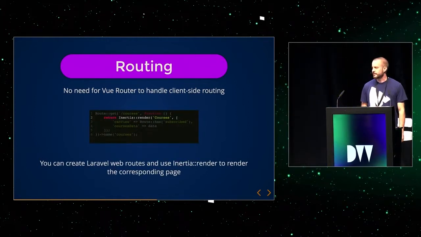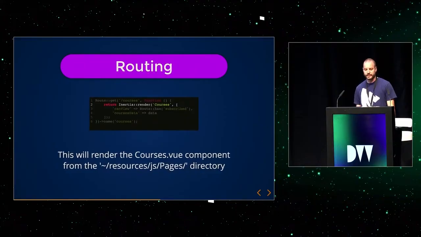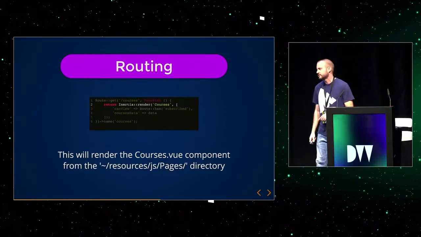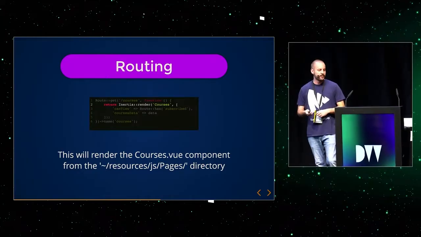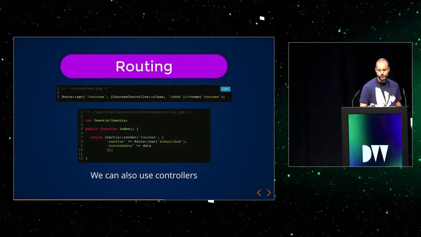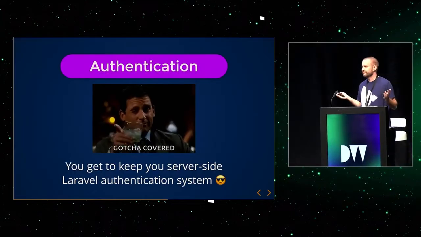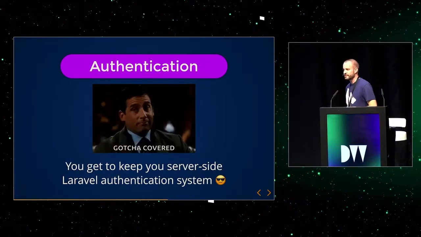All right, so this is just a quick example of sending that data down. We kind of already looked at that. But just to reiterate, we're giving the component name as the first argument, the page lives in that JS directory, JS Pages, and then we send the data as the second argument. Okay, great. We can also, of course, do this directly in a controller. By the way, you also get authentication for free. It just works the way it's normally set up with Laravel.